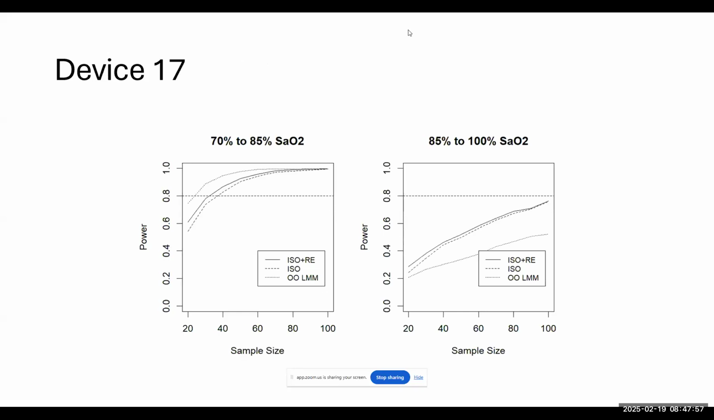And here's another one that's a little bit split. So in the low sat range, we're doing quite well. And in the higher range, we can get there eventually. But it looks like it's going to be a sample size of over 100 to get there.